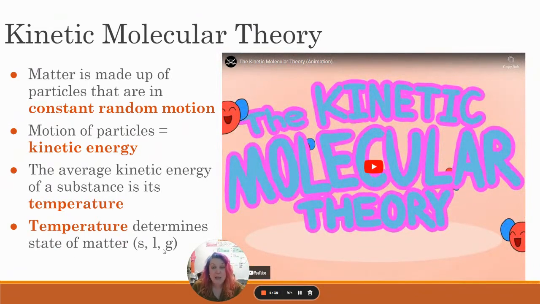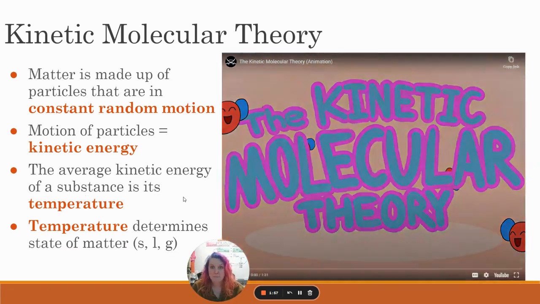Okay, so matter is made up of particles that are in constant random motion. The motion of those particles is called kinetic energy, or the energy of motion. And the average kinetic energy of a substance is its temperature. The temperature also helps us determine a substance's state of matter, so solid, liquid, or gas.